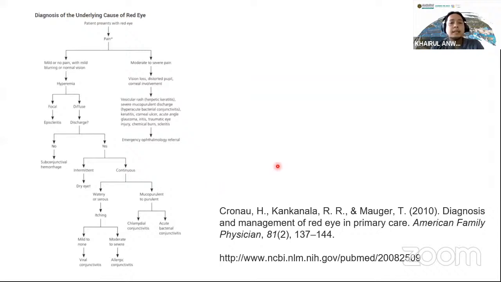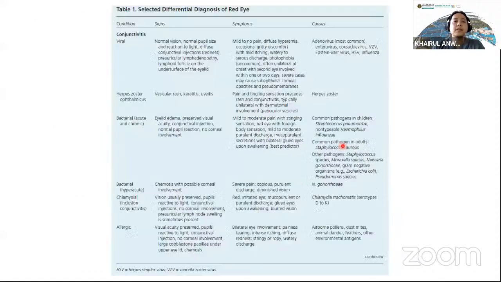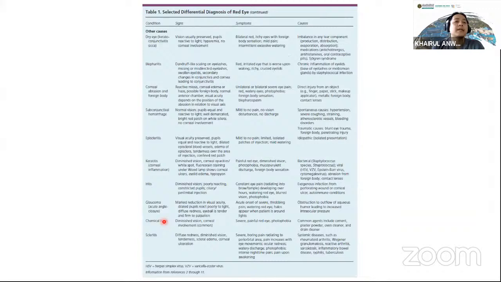So basically, this was taken from this paper from American Family Physician. And then this is a selected differential diagnosis of the red eye. It could be due to conjunctivitis, whether viral, or it could be due to herpes zoster ophthalmicus, bacterial, chlamydial, or allergy, and other causes of red eye such as dry eye, blepharitis, or inflammation of the eyelid. And then it could be corneal abrasion and foreign body in the eye. It could be due to subconjunctival hemorrhage, episcleritis, keratitis, iritis, glaucoma, especially acute angle closure. And then we do have chemical burn and scleritis.